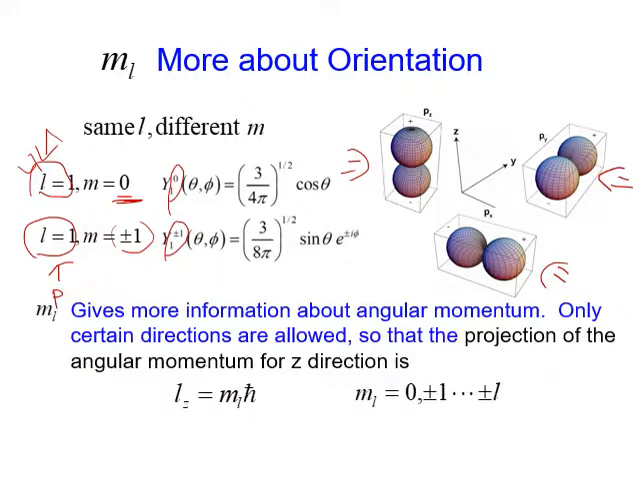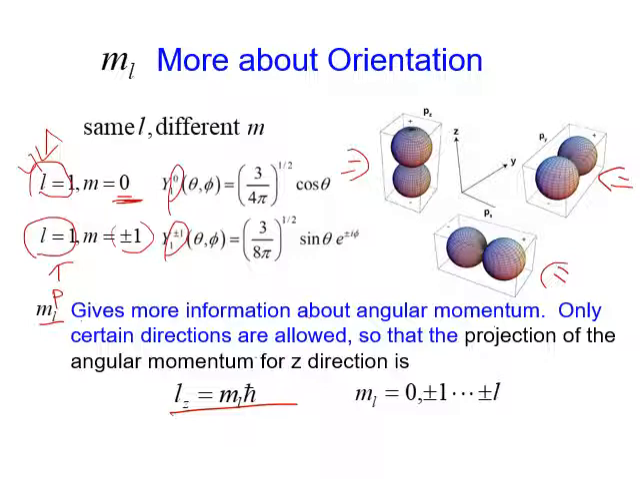So the quantum number m gives you more information about angular momentum. Only certain directions are allowed, and it determines the z component of angular momentum. Here it tells you the orientation of the wave function. Now remember, these 3 orientations have the same energy.